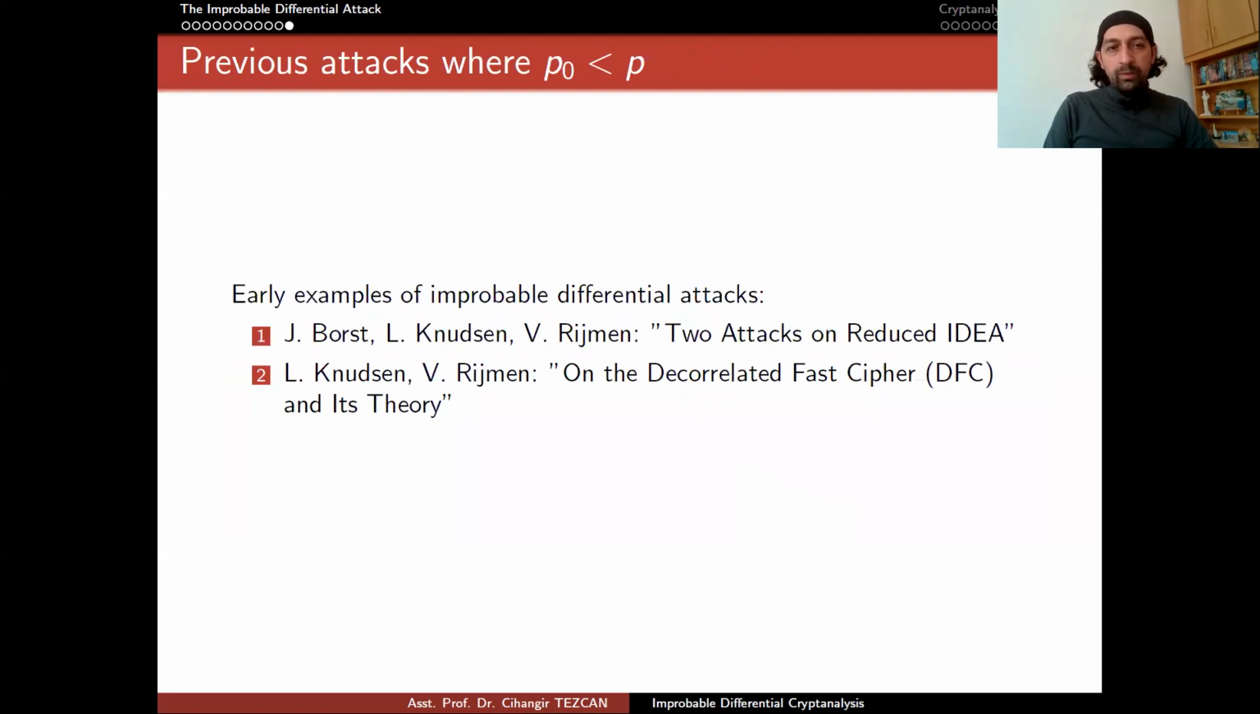And before finishing, let's talk about whether there are other techniques or attacks before the discovery of the improbable differential cryptanalysis, where P0 is less than P. Actually, for the linear cryptanalysis, this sometimes happens. In the linear cryptanalysis, we have the XOR of the input and output bits of the mask bits, and we check the equality of the XOR of these bits. So an equality is either 0 or 1.